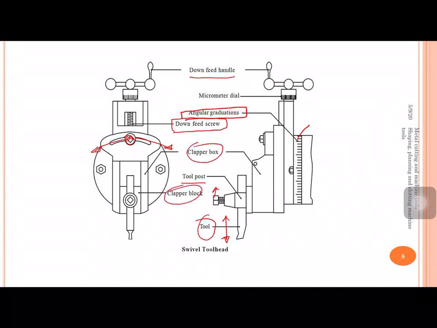The function of this clapper box and clapper block is that whenever the cutting tool is moving in the backward direction, that is in the reverse stroke, this cutting tool will be lifted up and held at that location due to friction. Once it has traveled over the complete work part, it will again be brought back in the vertically downward direction due to the gravitational force. And so during the return stroke, it won't do any cutting operation. It will simply move over the work part surface.